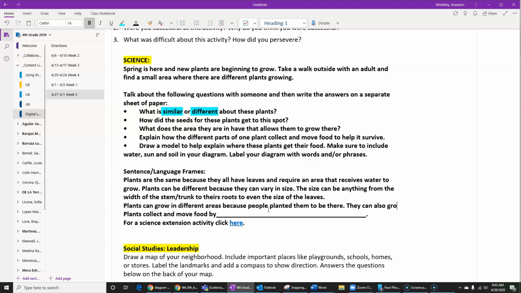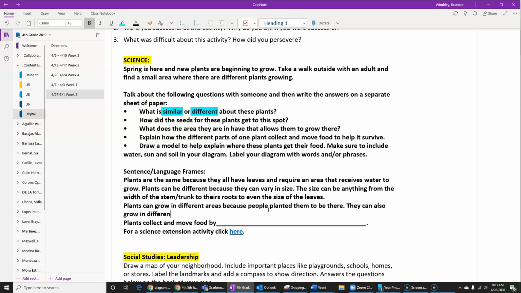They can also grow in different areas because, and this is the one that they're probably looking for the most, is birds carry those seeds. Squirrels carry those seeds. So animals besides people can transplant them. The wind can sweep those seeds away and deposit them far away from the regular trees. There's many different ways.